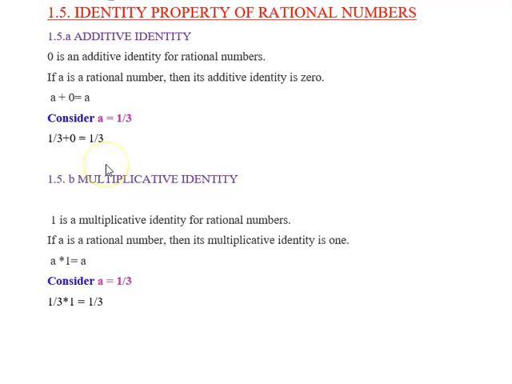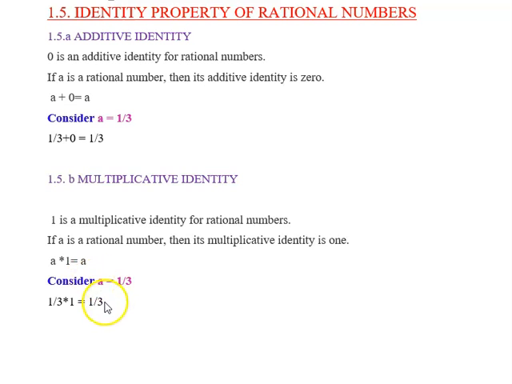So the second identity property is multiplicative identity. So 1 is the multiplicative identity for rational numbers. If A is a rational number, then its multiplicative identity is 1. That is, if you multiply any rational number with 1, you will get the same rational number.